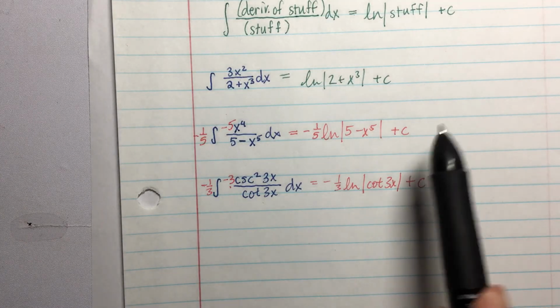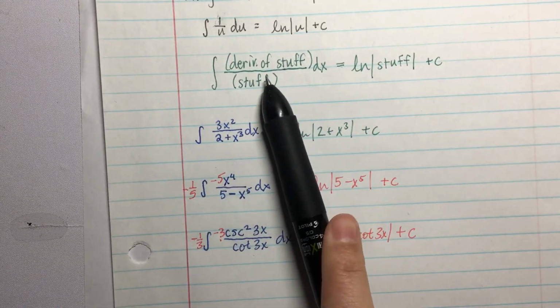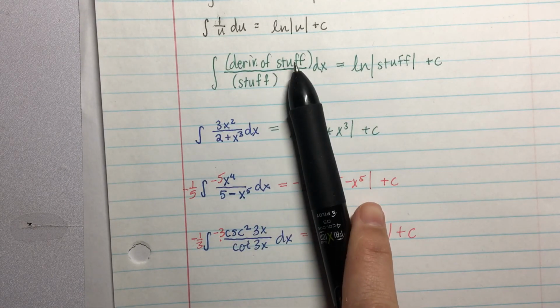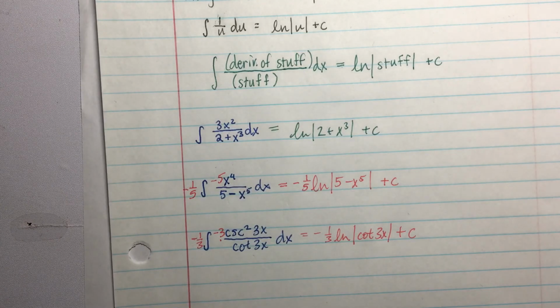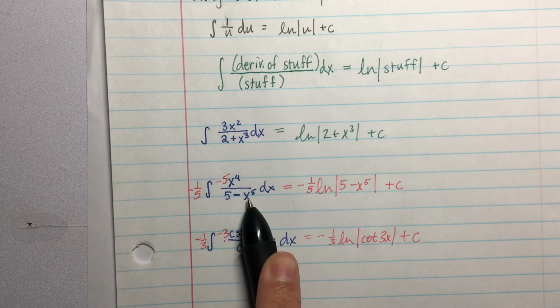So again, anytime you're looking at an integral and you have a fraction, cross your fingers and hope that the numerator is the derivative of the denominator. And if it is, you're good to go. You might have to adjust a little bit like here, but not too bad.